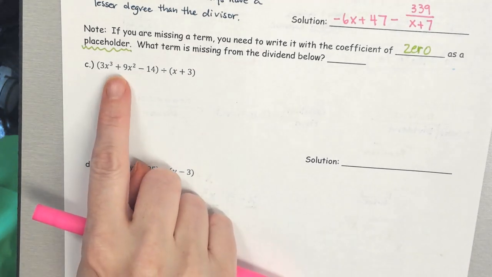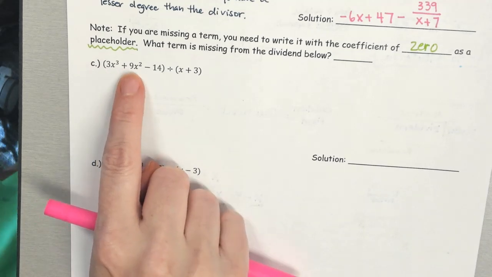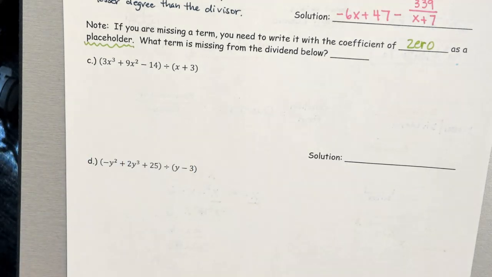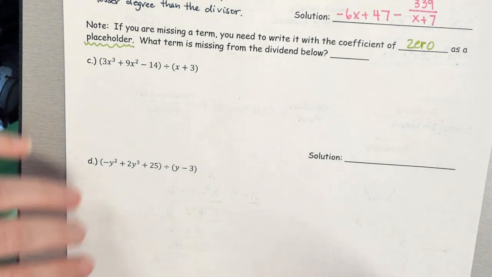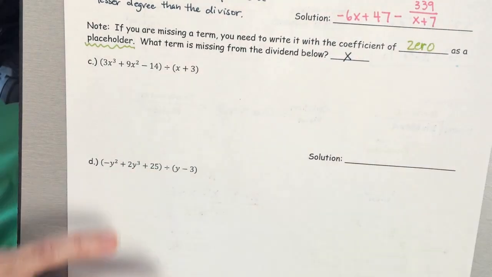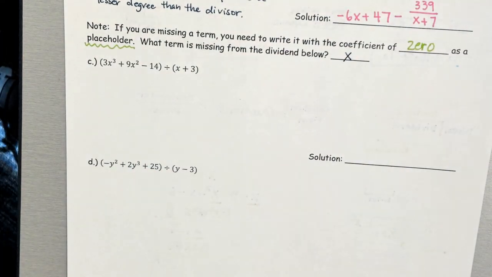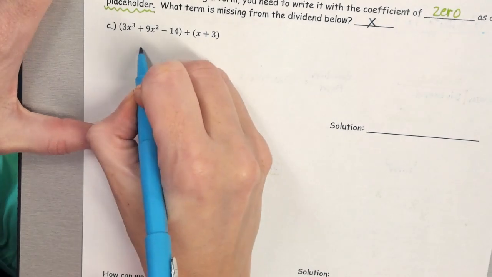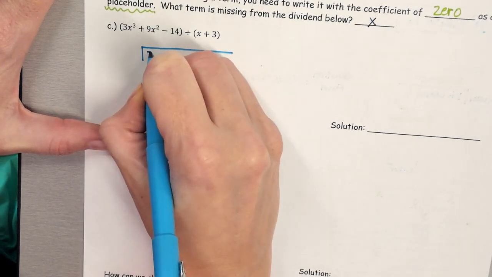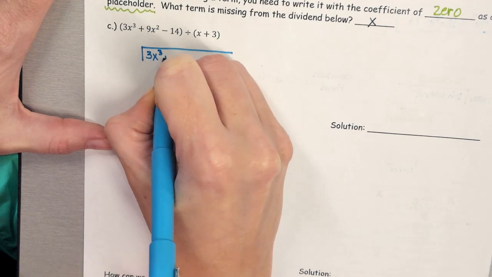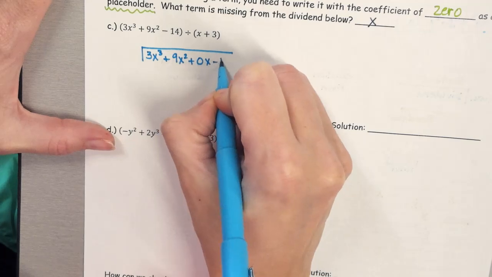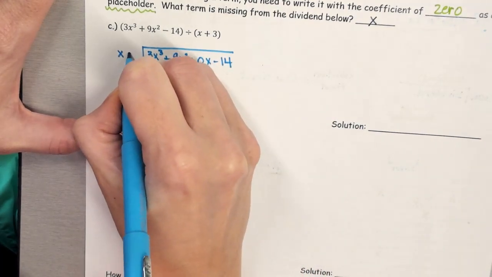So if we look at part C, it says 3x cubed plus 9x squared minus 14. What term is missing? The x term, yep, just the x to the first. So you're missing the x term. Like I said, anytime you're missing something, I would always put it in. You're going to see in this example, it is not going to make a difference here. And then we're going to see one example where it does make a difference. Okay, so we're going to look at both cases.